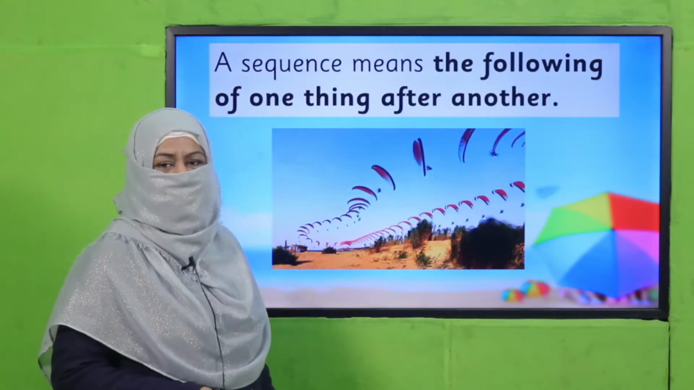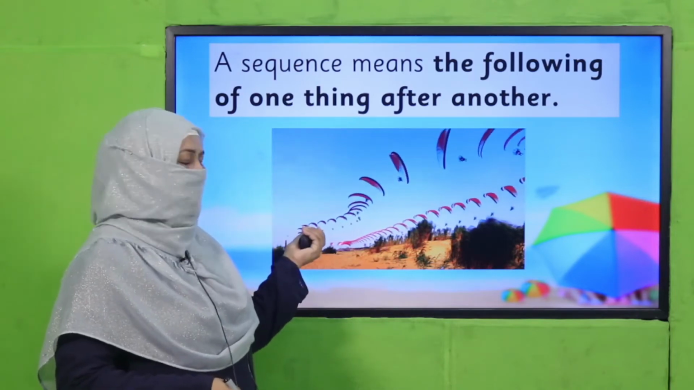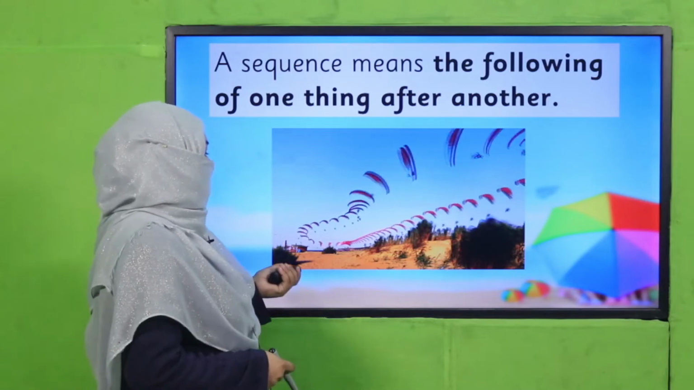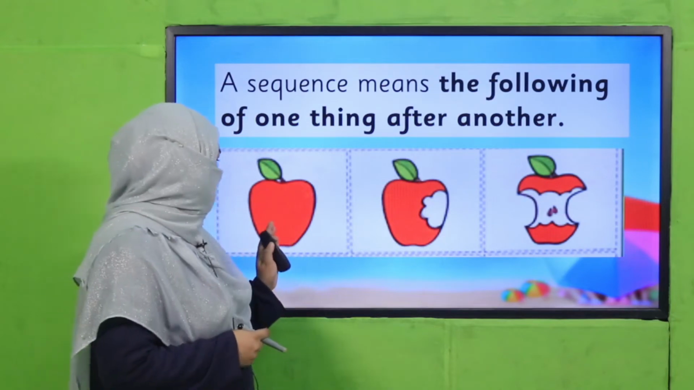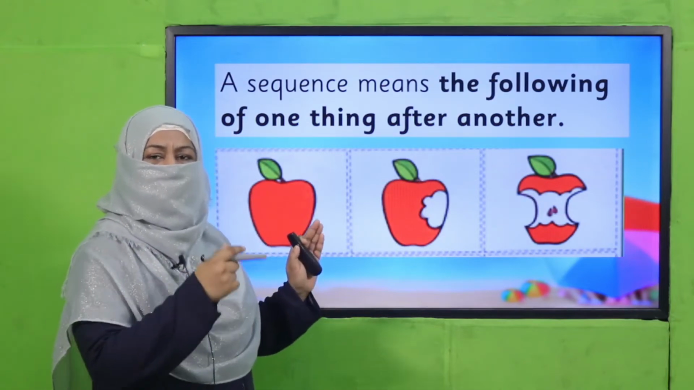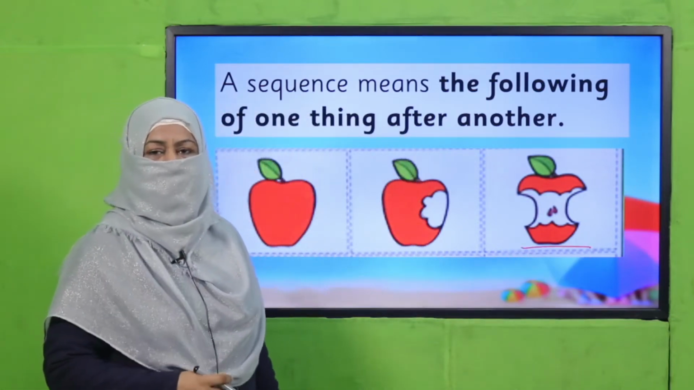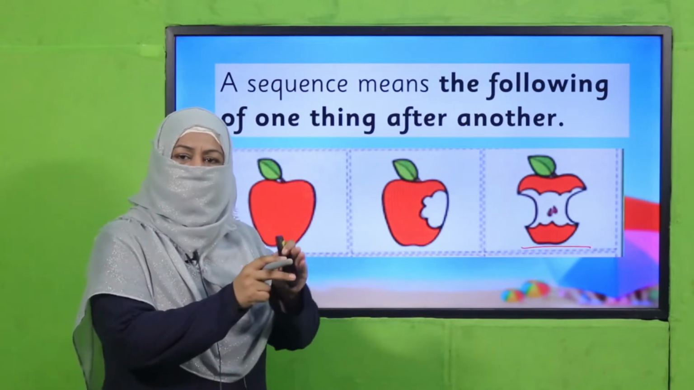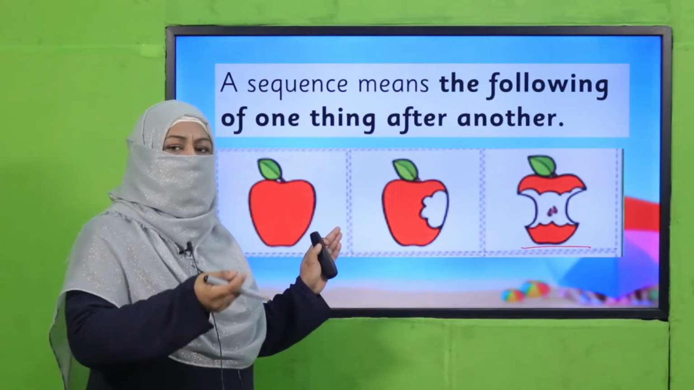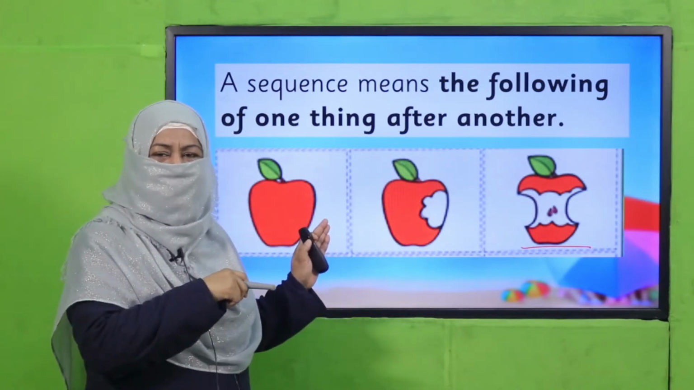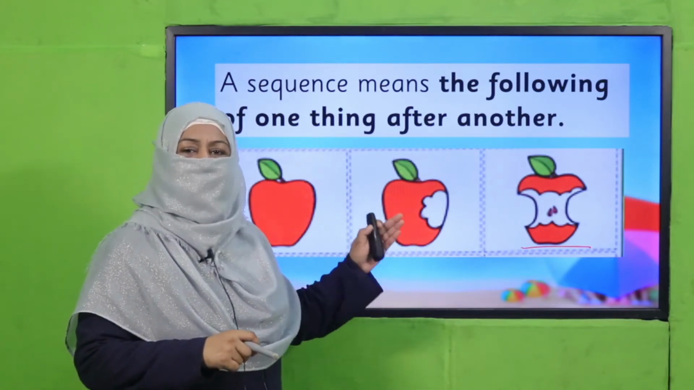The next one, look at this. So they are gliding in a sequence. Do you see? Right? The other example of sequence is here. Even eating an apple, you start eating in one bite, then another, then another, and then you reach the end, right? So it's a sequence from one to the other. You cannot eat an apple in one bite. Is it possible? No. So you have to do it step by step. One bite, then another, right?